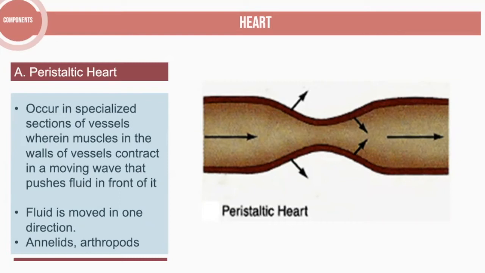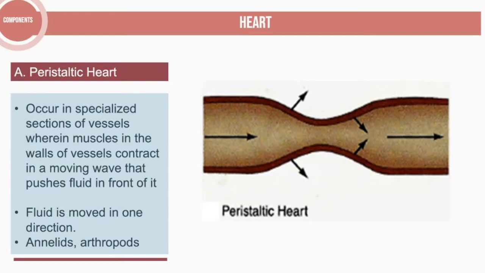The pumping organ is usually a muscular organ and is composed of contractile tissue. When we say contractile, they are capable of contracting. And these contractions produce pressure that drives the circulatory fluid into the vessels. In this discussion, we will discuss two major types, the peristaltic heart and the chambered heart. So first, let's discuss the peristaltic heart.